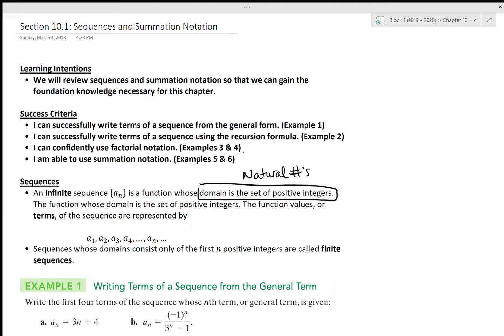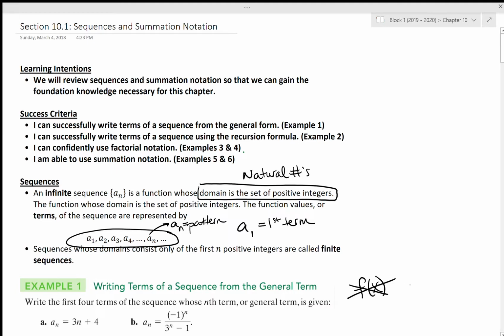For the function whose domain is the set of positive integers, the function values or terms of the sequence are represented by these. Here are the terms within this. When I say A and then that's subscript, so it's below A, of 1, that means the first term, the first number in this pattern. A of 4 would be the fourth number in this pattern, and so on and so forth. We use A of n to represent the actual pattern or the sequence. So instead of what we're used to with f of x, we're not doing that anymore. It's going to be A of n.